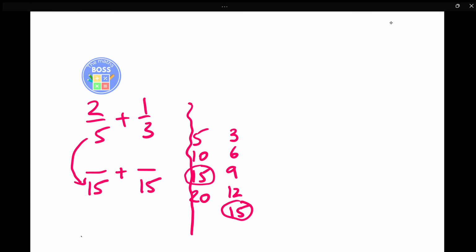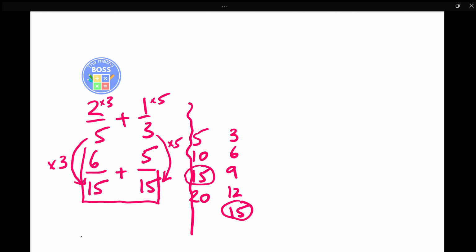What do you do to 5 to get to 15? We times by 3. So 2 times 3 is 6. On this side, what do you do to 3 to get to 15? We times by 5. So 1 times 5 is 5. Now, our new fractions, if we add them together, we can see the denominators are the same. That must mean we just add the numerators together. 6 add 5 is 11. Our answer is 11 over 15. And that is the lowest common multiple method on adding two fractions.